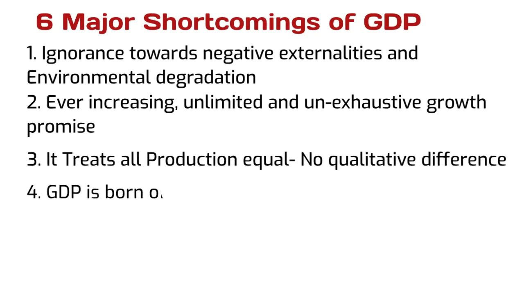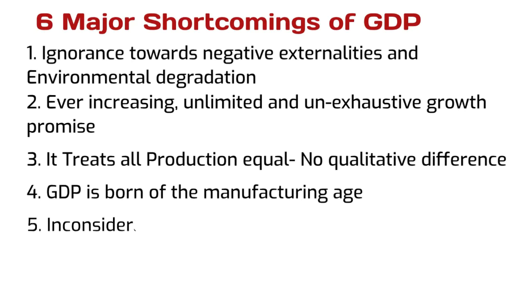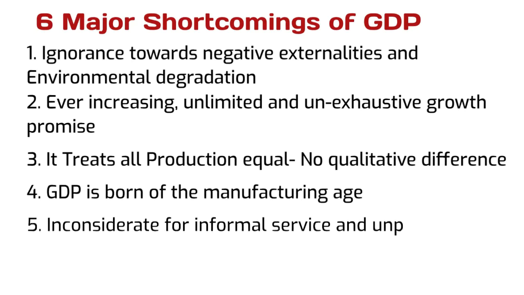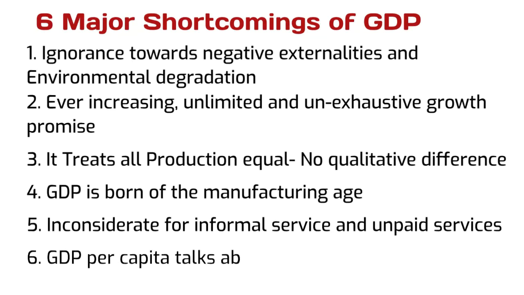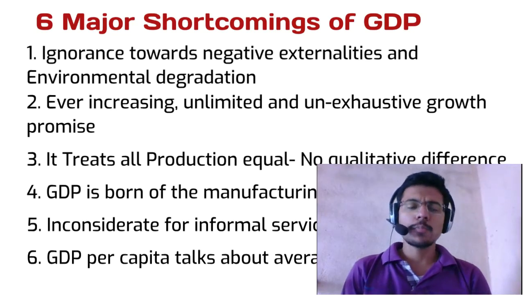Fourth, GDP is born of the manufacturing age. Fifth, it is inconsiderate of informal sectors and unpaid services. Sixth, GDP per capita talks about averages, not distribution. So let's understand these pointwise with examples.